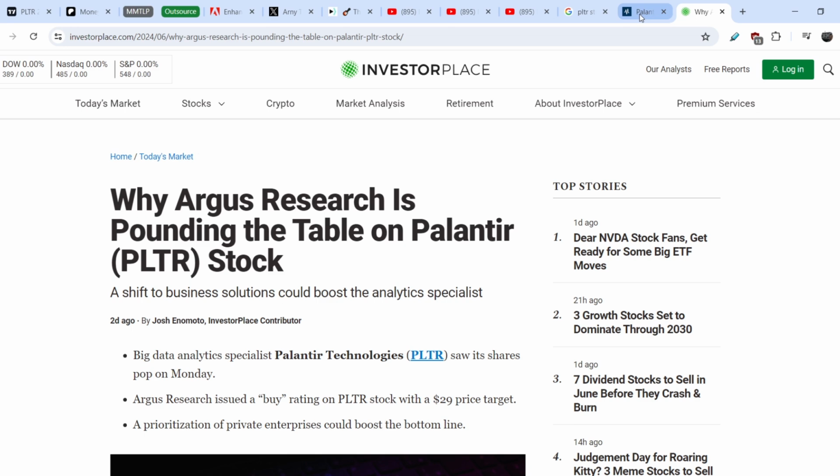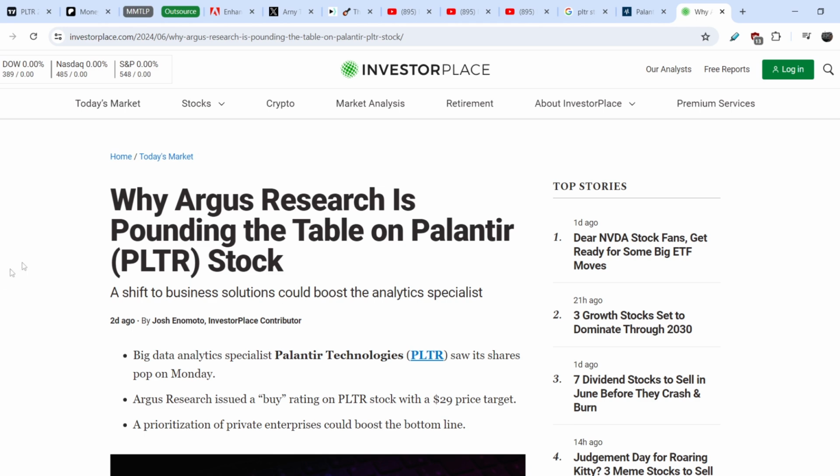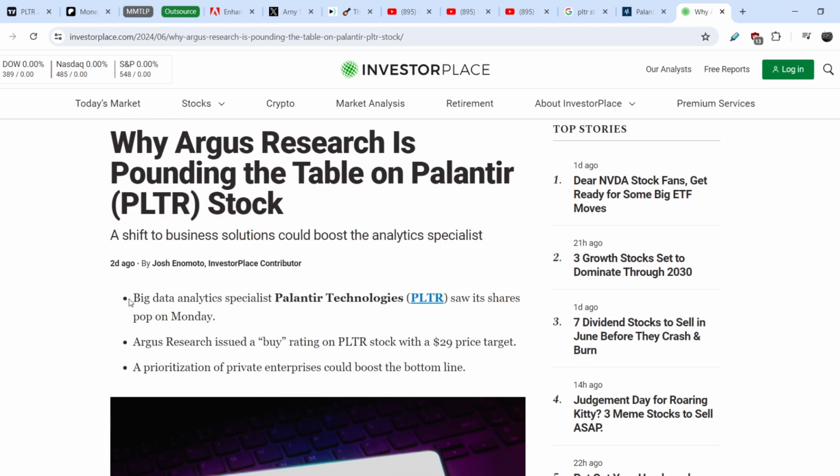And this article refers to the most recent update from analytic firms in regards to Palantir. And as you can see, on June 17th, Argus Research initiated its coverage of Palantir. It set a buy rating with a price target of $29, which was from that point about 23.04% of upside potential. And let me show you some details why they did it. So let me quote these bullet points. Big data analytics specialist Palantir Technologies saw its shares pop on Monday. Argus Research issued a buy rating on PLTR stock with a $29 price target.